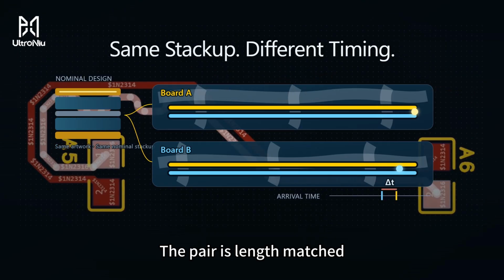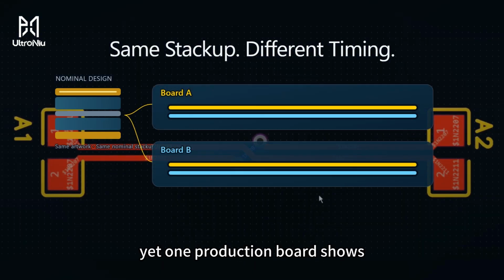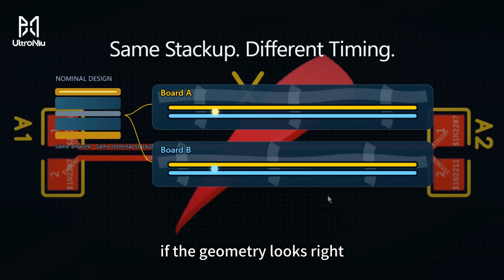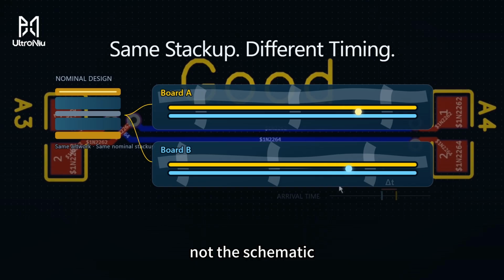The pair is length matched, the stackup is unchanged. Yet one production board shows more timing offset than another. If the geometry looks right, the difference may be the local dielectric environment, not the schematic.